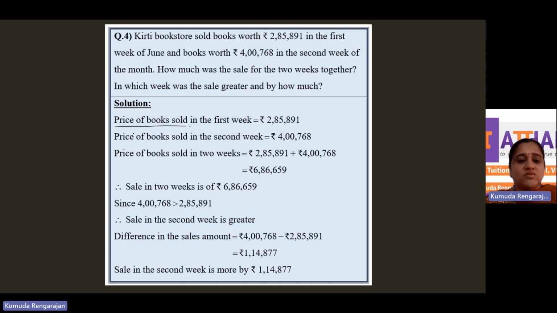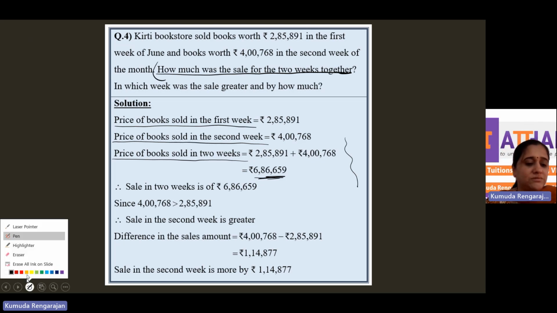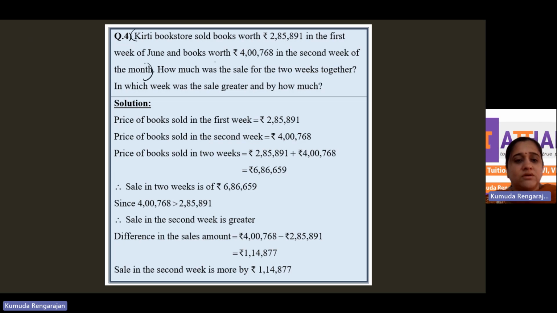So see, price of books sold in the first week. Price of books sold in the second week. Price of books sold in 2 weeks. And you have to add. Of course, you'll have to add here in the left column and then write the answer here. Therefore, answering the first question, how much was the sale for the 2 weeks together? This is the first question. Till here is some information. There is no question from here to here. So the sale in 2 weeks is rupees. You can just say is rupees also, or is of rupees.